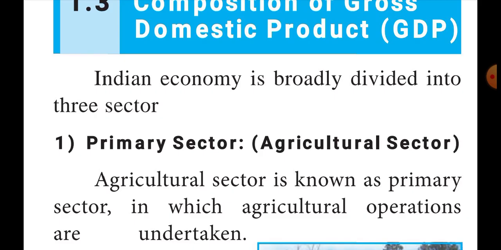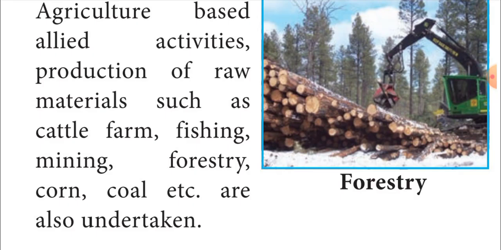That means the agricultural operations undertaken, agricultural based allied activities, they are included in primary sector. For example, the production of raw material such as cattle farm, fishing, mining, forestry, corn, coal, all these things are undertaken through this primary sector.